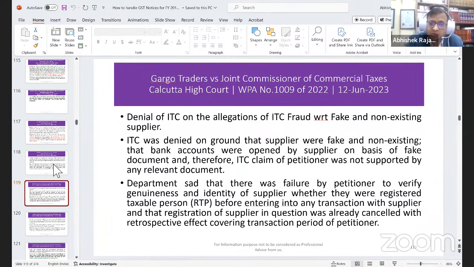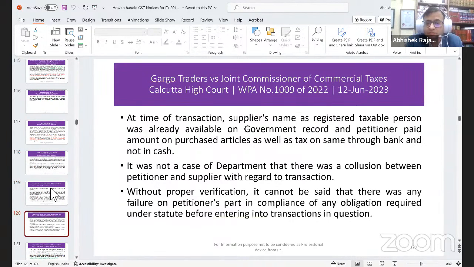In Gargo Traders also, it was a similar case where the department levied an allegation that the suppliers were fake, and they said that their documents were fake for opening a bank account. But again, the question is whether we are required to check who is the signatory authority. The answer is no.